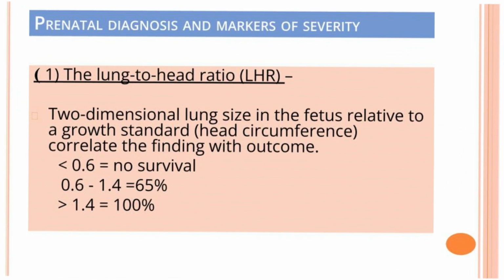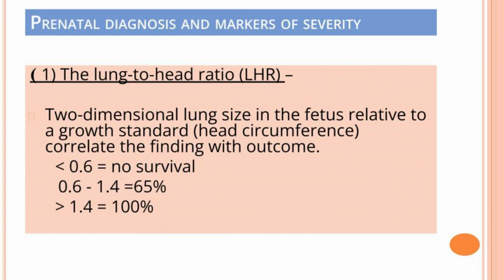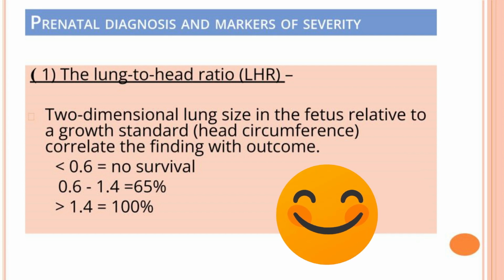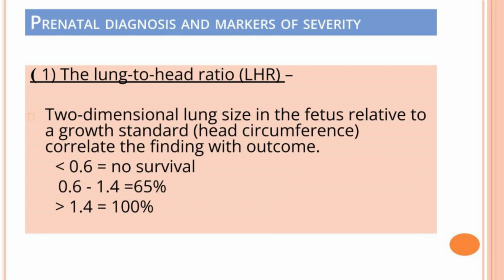The value of the ratio is very important. All newborns died if the ratio reaches 0.6. On the contrary, they would survive better, with a survival rate of 100%, if the ratio is above 1.4, while a ratio between 0.6 and 1.4 had a survival rate of 65%.